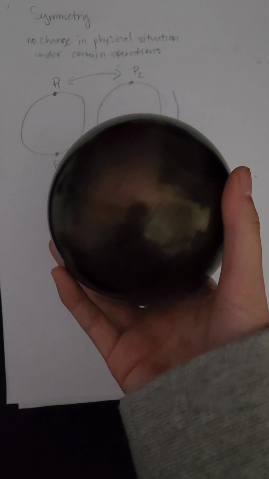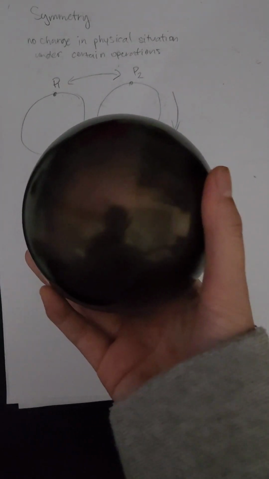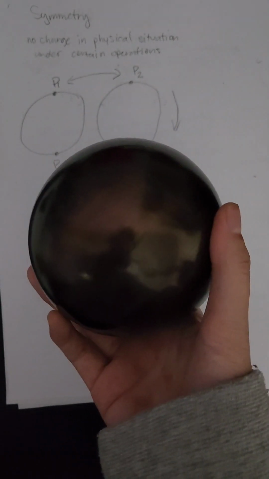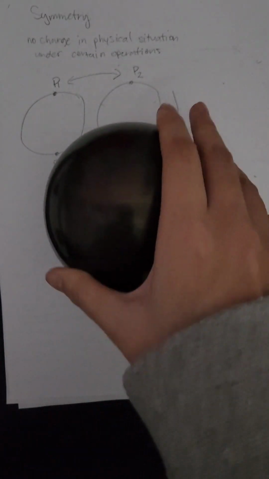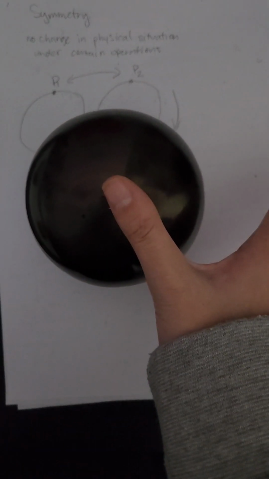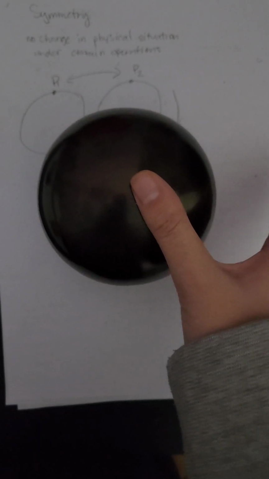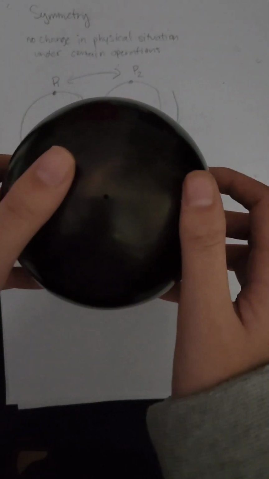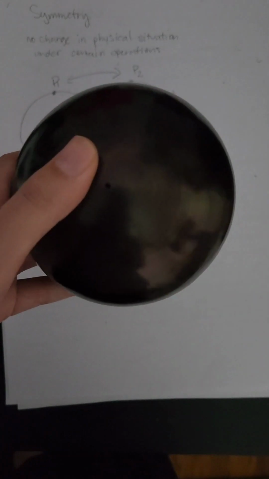So in physics, symmetry just means no change under a certain operation, whether you rotate it, translate it, or leave it behind for days, hours, months, or years. No matter what, its physical situation is the same.